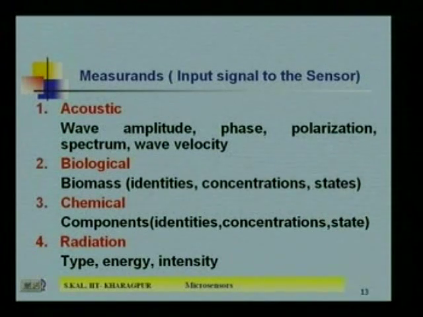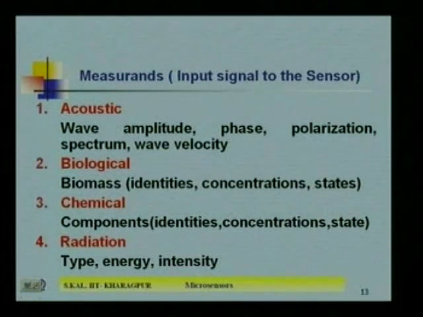Then concentration means what is the level of that particular identity, that means in 1 milligram how much is that particular amount, or what is the concentration of that particular chemical in the biomass, and in what state it is lying there in the biological body. So those are the three things which we have to measure, either all of them or any one of them, so that accordingly your sensor is to be designed.